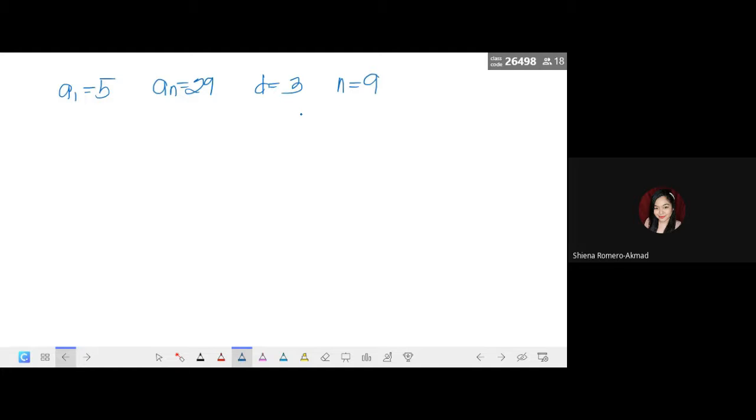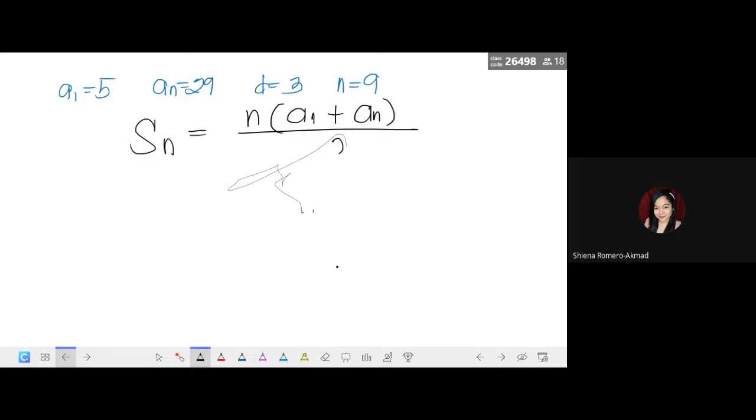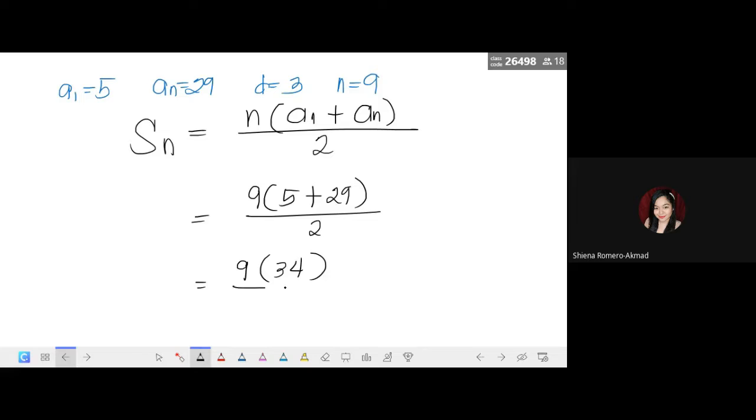Kunwari binigay. Pwede natin gamitin yung formula na merong last term. Anong formula yon? That's S sub n is equal to n times the first term plus the last term divided by 2. Okay? Where n is 9, and yung first term natin is 5 plus the last term is 29 divided by 2. We'll have 9 times 5 plus 29 is 34 divided by 2. Pwede tayo dito mag-cancel out kasi divisible siya by 2. Ito, 34 divided by 2, which is 17.